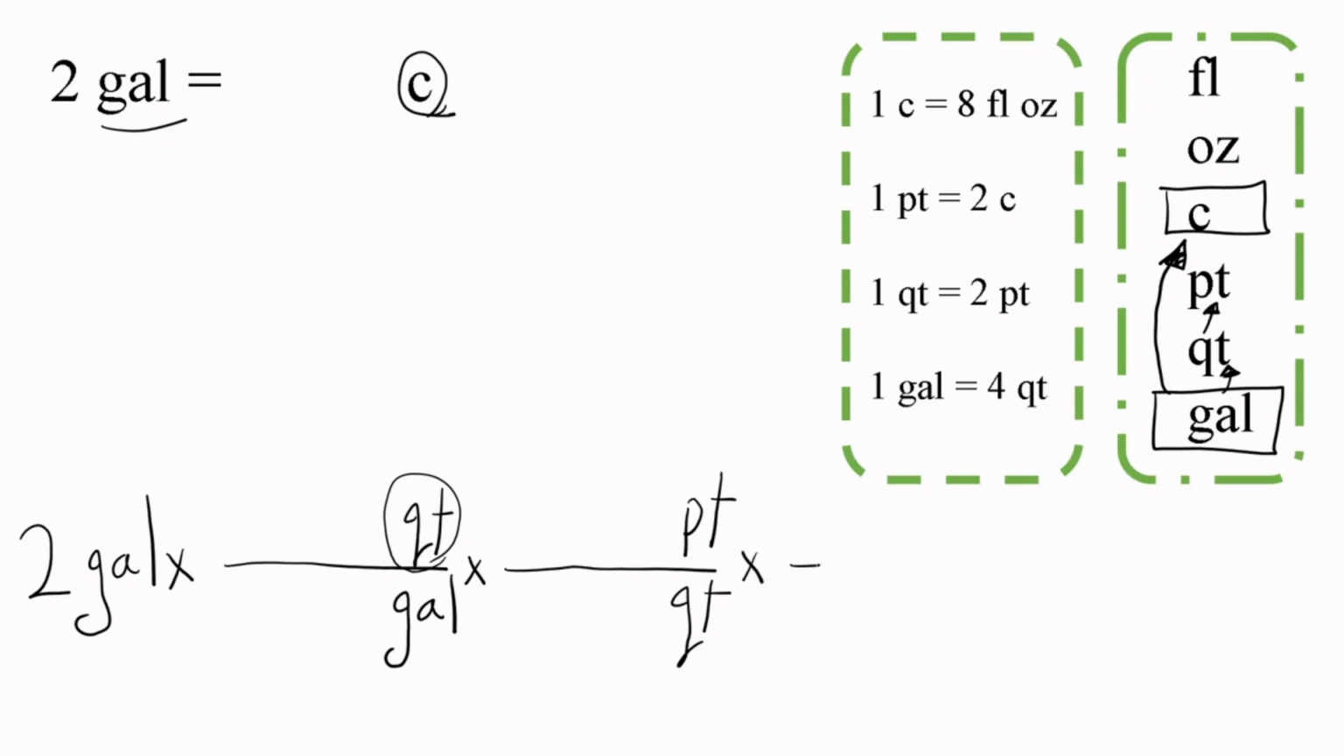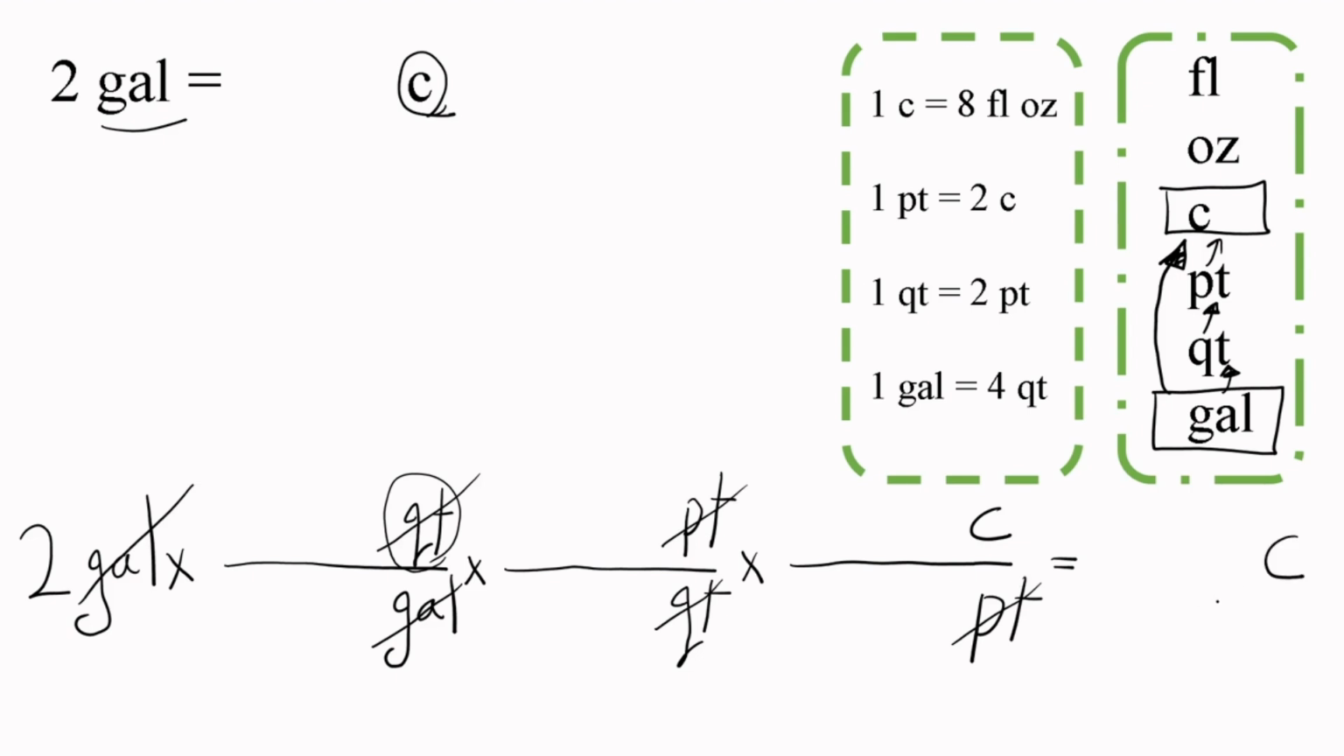So I must continue. In the denominator, I'm going to have the previous numerator. Here numerator is pint, so I'm going to have pint here again. And one step smaller than pint is cup. So I must stop here because cup is the desired unit. First, let's check the unit. This gallon will be cancelled by this one. This quart will be cancelled by this one. This pint with this one. Finally, we are going to have cup.